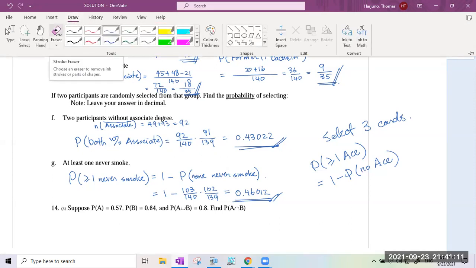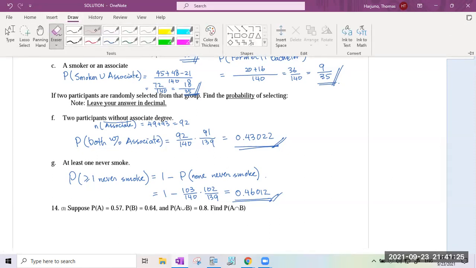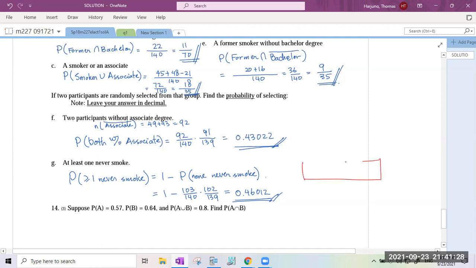Really quick, where's the 1 coming from? The complement. Yeah, that's the complement. I can draw it this way. It's either nobody never smoke, 1 person never smoke, or 2 people never smoke. The question is at least 1 never smoke. You pick 2 people, right? So this is 1 or 2 never smoke. That's the complement of this. Yeah, I remember now from your illustration. Yes, the complement thingy.